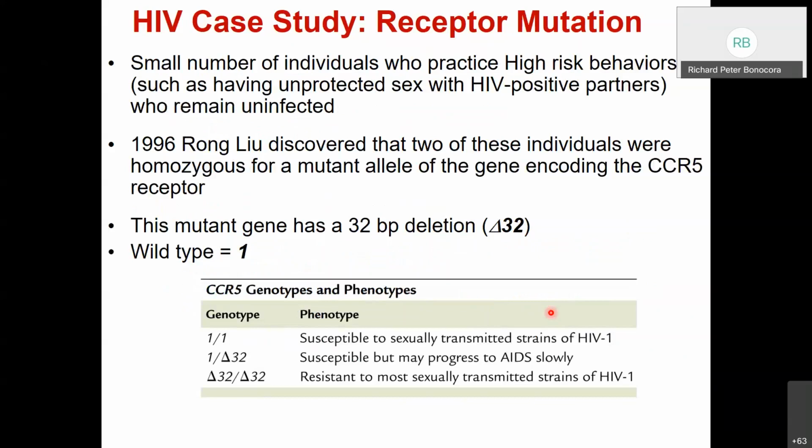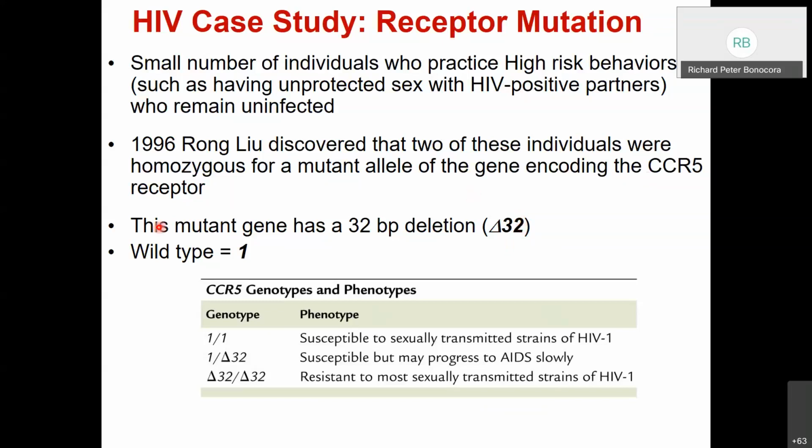So it was noticed some time ago that there are a small number of individuals who practice high-risk behavior, having unprotected sex with HIV-positive partners, who never get infected. So what is going on here? Back in the mid-90s, they discovered that in 2 of these individuals, they were homozygous for a mutant allele in the gene that encodes this CCR5 receptor.